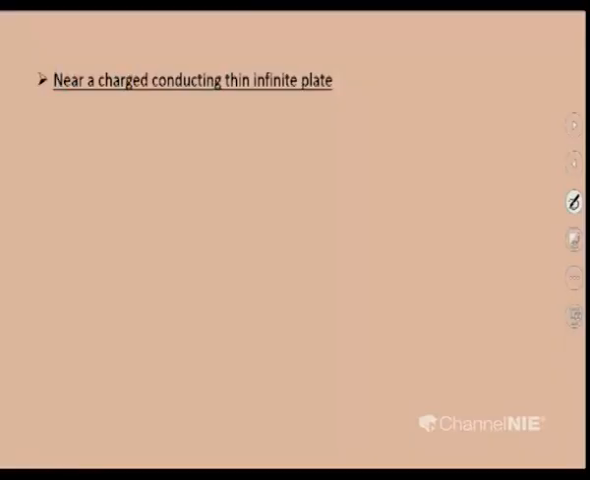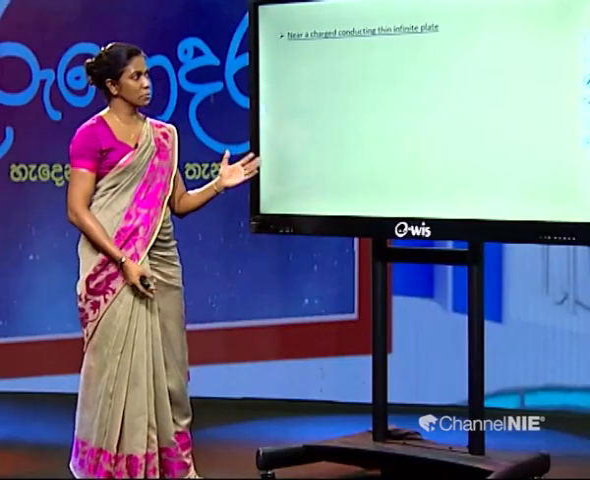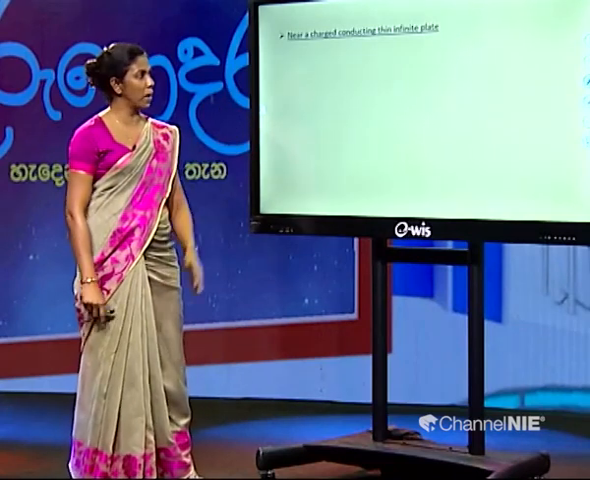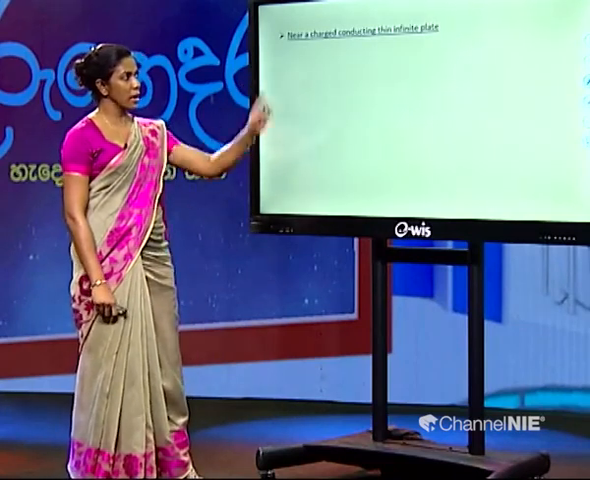If you come to the next example, near a charged conducting thin infinite plate. Once again, let us understand the meanings of the words. It is a conducting plate. When it is a conducting plate, we know that the moment you give the body a charge, all the charges will store on the surface. So, on the plate, charges will store on the surface of the plate, and it is a very large plate. We consider one middle part of it, and it is a thin conducting plate.